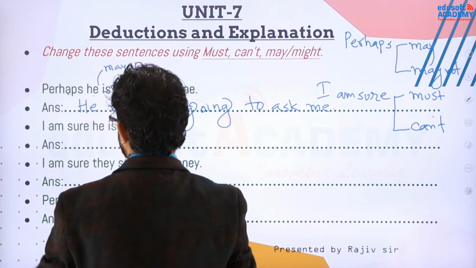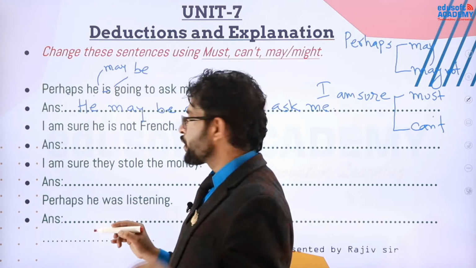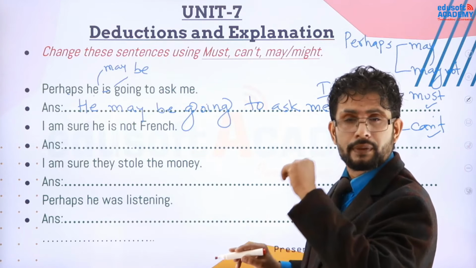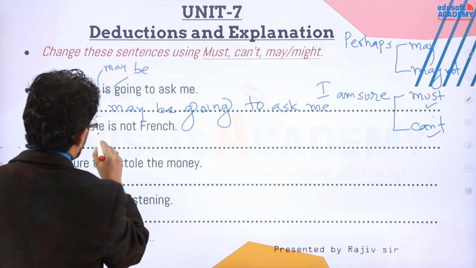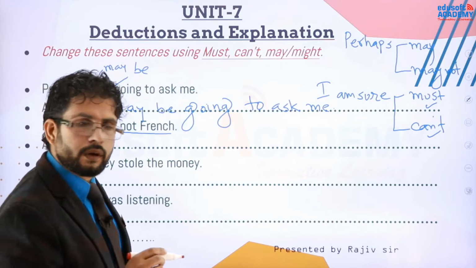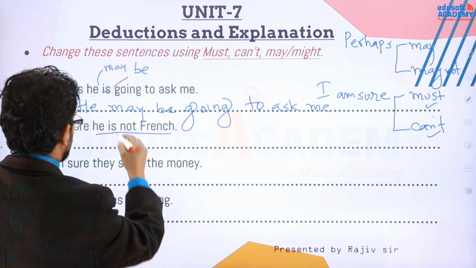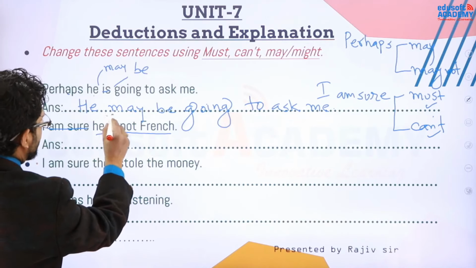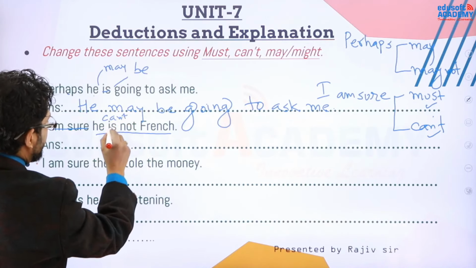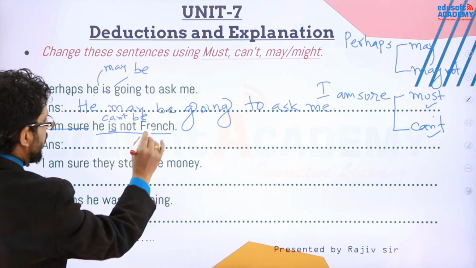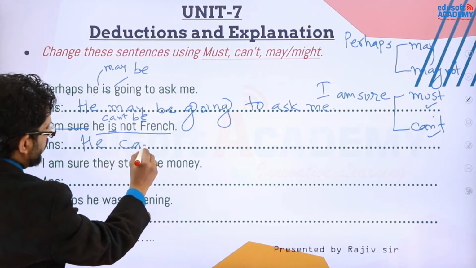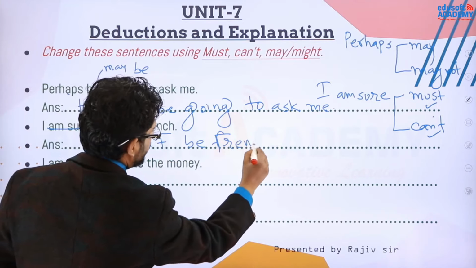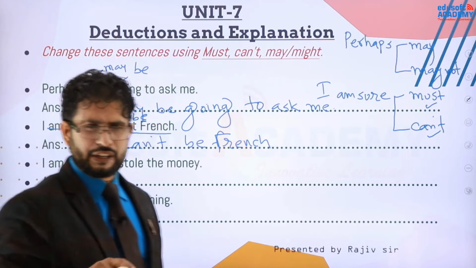Similarly, look at here, second structure. I am sure. If "I'm sure" is there, you are going to write must or can't. If it is positive, must. If it is negative, can't. So what sentence is it? Is it positive or negative one? Definitely it is negative. So if it is negative, we are going to write can't. How are we going to write? We don't write this. He can't. And this "is" changes into be. He can't be French. So the answer will be he can't be French. Capital F-R-E-N-C-H, French. It's so easy, right?